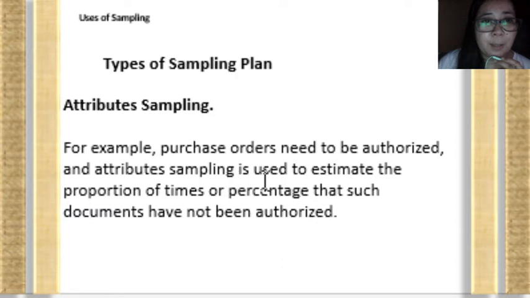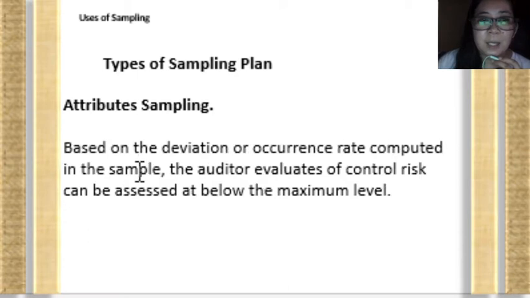For example, purchase orders need to be authorized. Attribute sampling is used to estimate the proportion of times, or percentage, that such documents have not been authorized, meaning to determine any deviations from such. Based on the deviation or occurrence rate computed in the sample, the auditor will then evaluate the control risk. This can be assessed at below the maximum level, depending on the result of the evaluation.